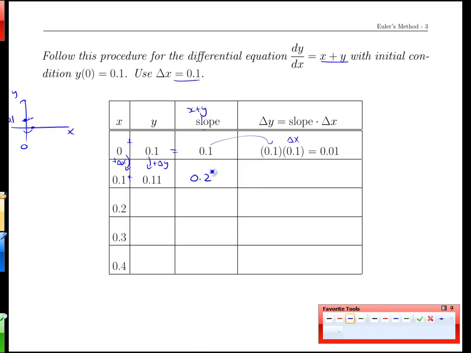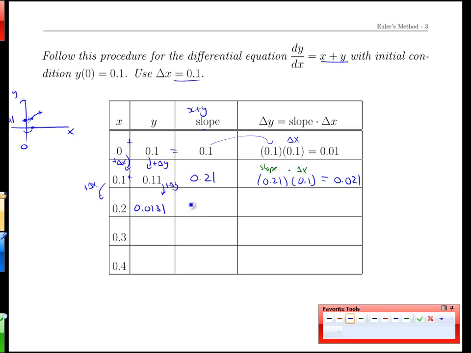Our new slope is going to be x plus y, 0.21. And then I've got my slope at that point. I follow that slope. It's going to cause a change in y of, in this case here, 0.021. Because again, we have slope times delta x, or dy dx times delta x. And once again, we add delta x to this, we add delta y to this, and we get 0.0131. All right, we're at a new point. So we followed our graph to a new point. Now we do it again.